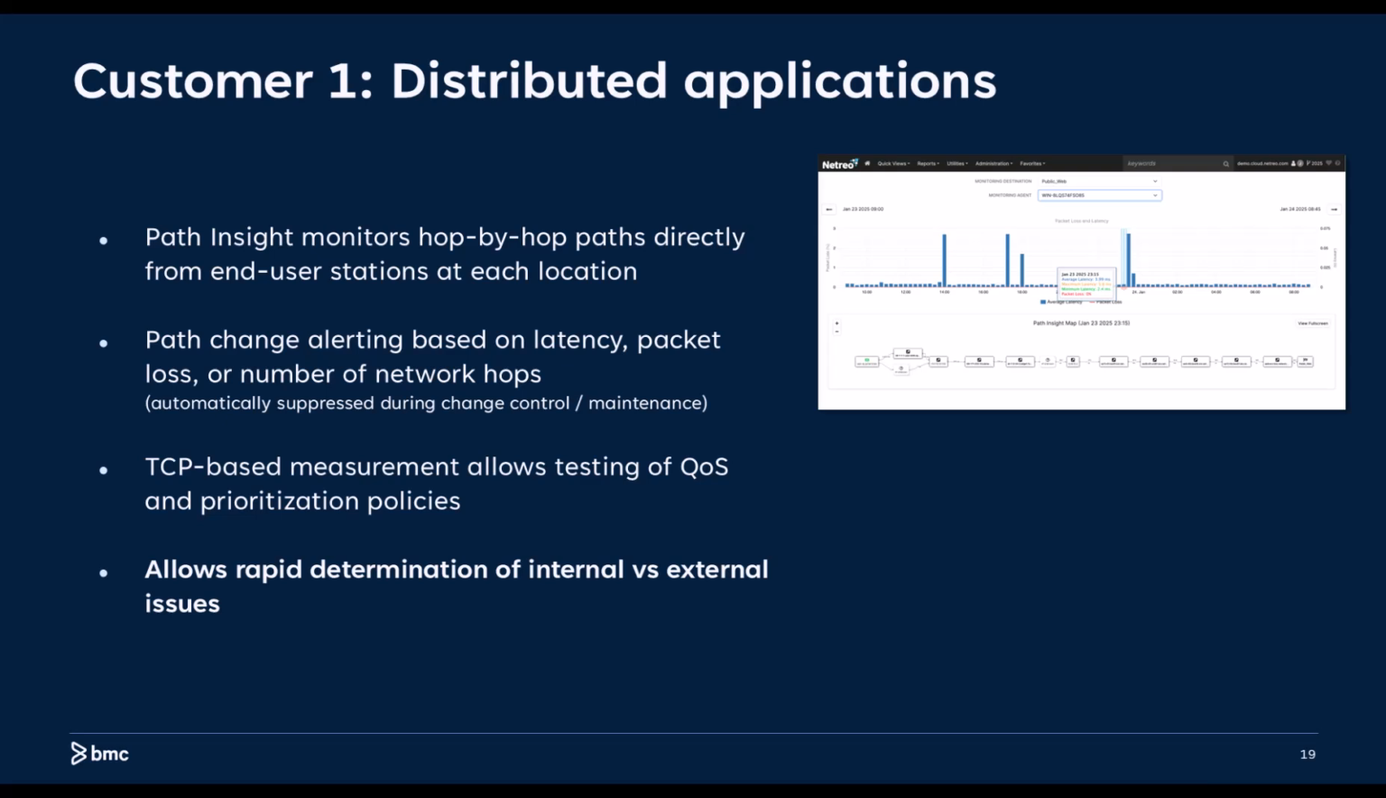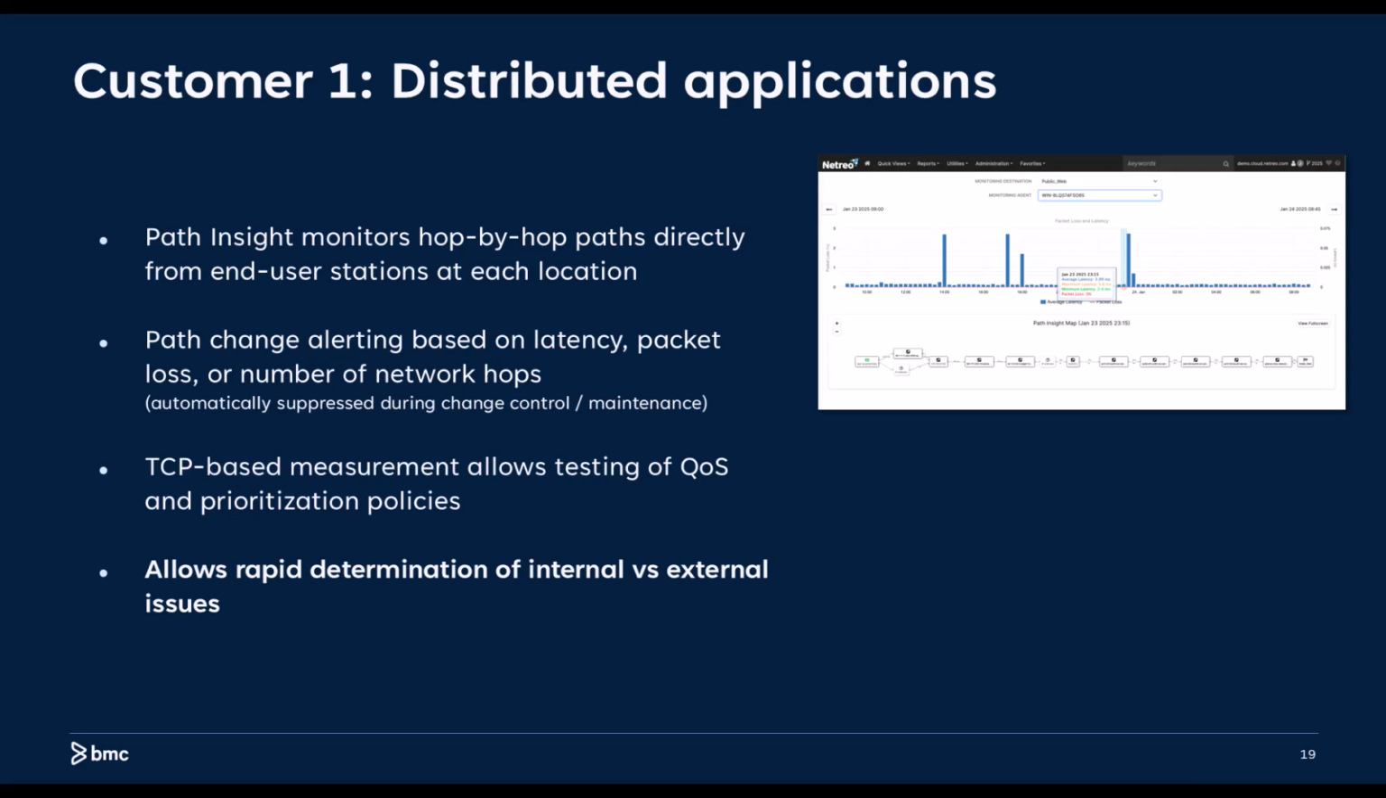And Path Insight monitors hop-by-hop paths directly from end user stations at the different locations. It allows me to get alerted on path changes such as latency, packet loss, or the number of network hops. And then, of course, all of those alerts can be automatically suppressed during change control or maintenance. Since it uses a TCP-based measurement, it allows me to test the same kind of QoS and prioritization policies I've put in place with my network resources, and allows me to rapidly determine if the cause of a problem is inside or outside my environment.